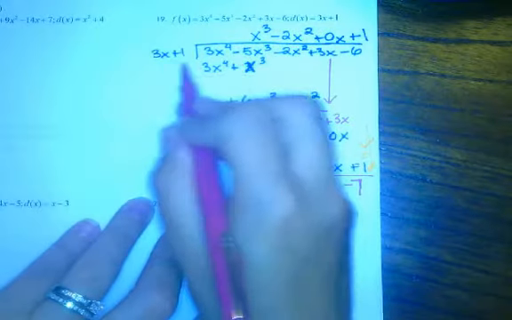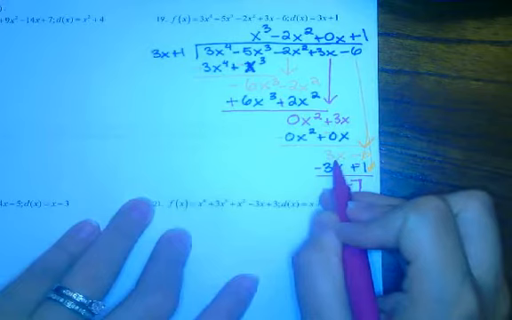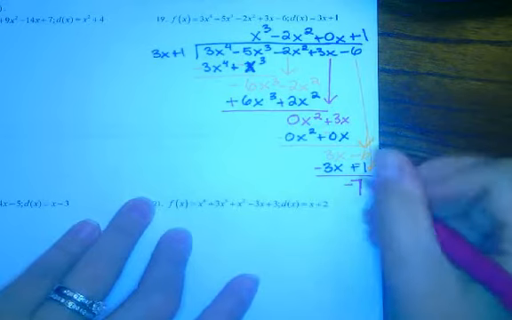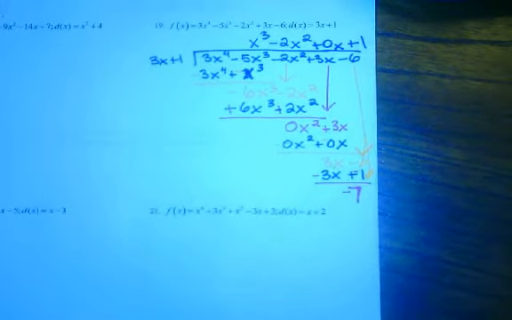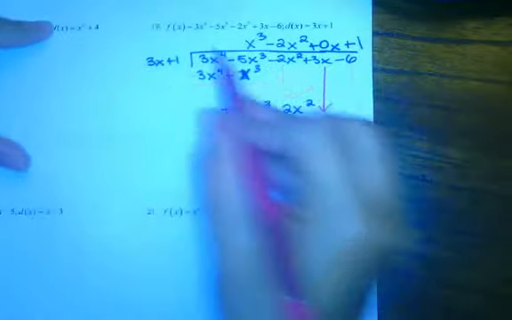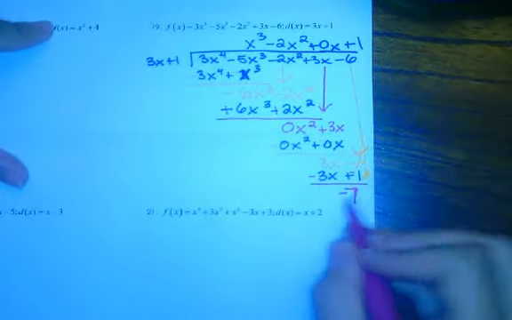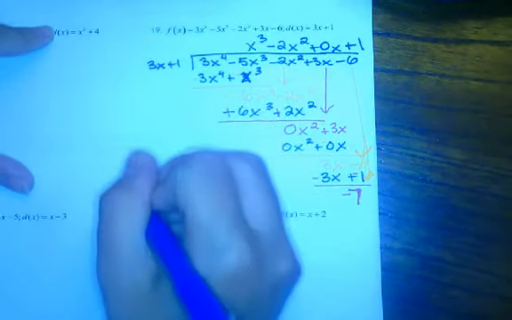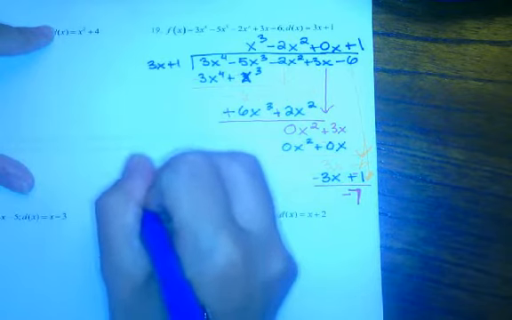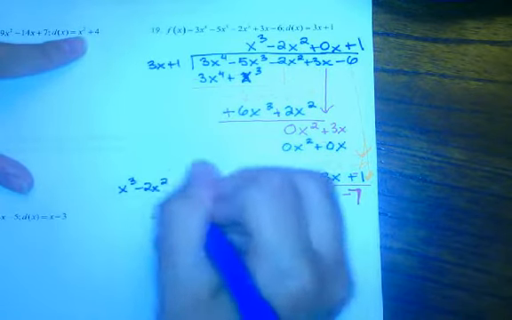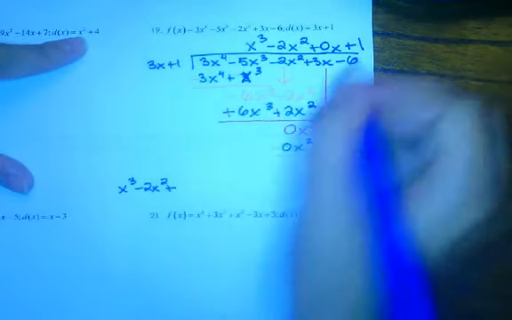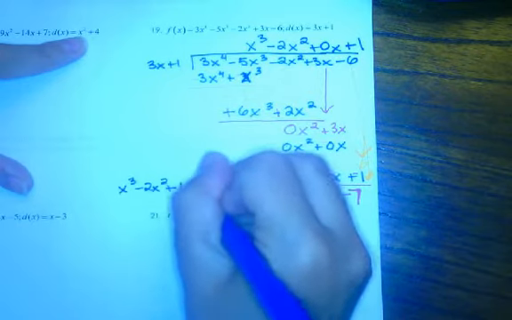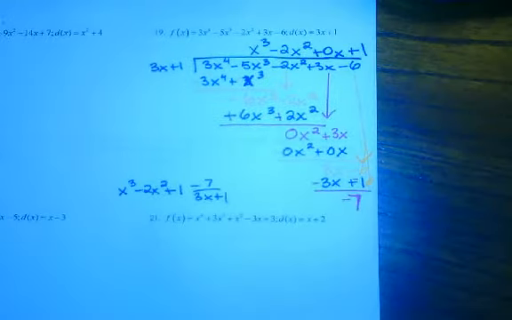So 1 times this gives you 3x minus 1, and when you add that to the 3x minus 6, you end up with a negative 7 as the remainder. So your final answer would be this top thing, and then also minus 7 over the original. Okay, so your answer would be x cubed minus 2x squared plus, you could just say plus 1, and then minus 7 over 3x plus 1 as your answer.